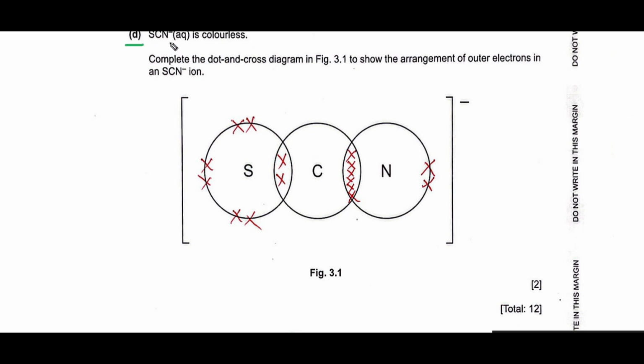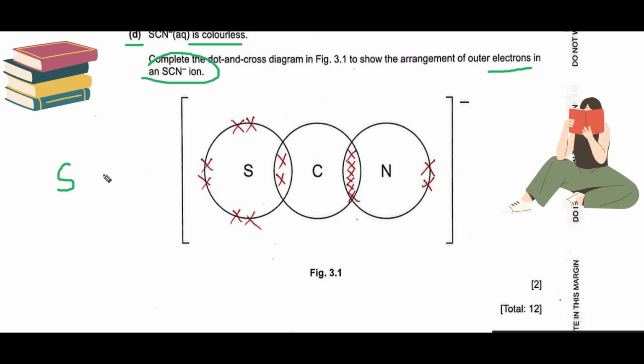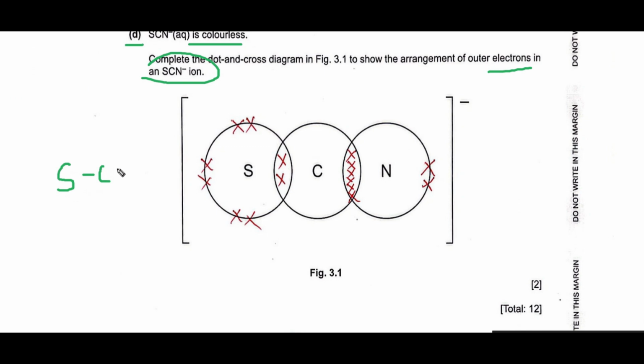Part D, thiocyanate ion is colorless. Complete the dot and cross diagram to show the arrangement of outer electrons in thiocyanate ion. So thiocyanate ion is S, C, triple bond, N. So triple bond means 6 electrons. 3 electrons given by carbon, and 3 electrons given by nitrogen. Nitrogen is a group 5 element. So if 3 electrons are given to the triple bond, 2 electrons remain as a lone pair.